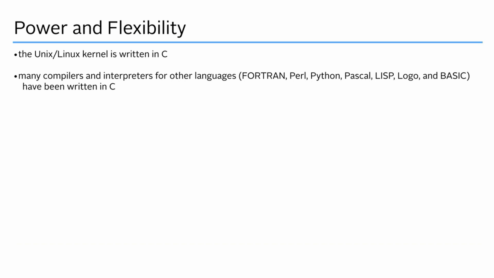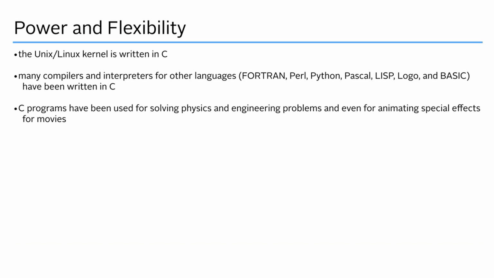So many compilers and interpreters for other languages are built on C or have been written in C. So if that doesn't tell you the powerful nature of the language, I don't know what will. But Fortran, Perl, Python, any compilers that are written in those types of languages are written in C. So C programs have been used for solving physics and engineering problems and even for animating special effects for movies. Widely used for many different things.